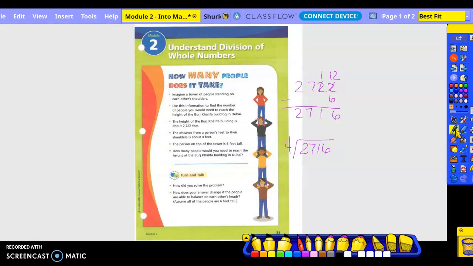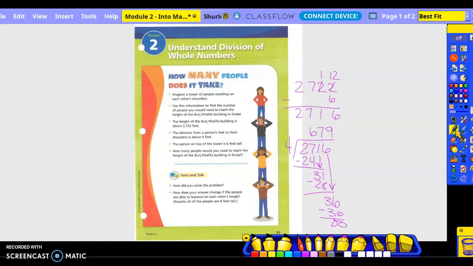So 4 goes into 2. No. 4 goes into 27. Minus 24. 3 left over. Bring down the 1. 4 into 31. Minus 28. 3 left over. Bring down the 6. So 4 into 36. 9 times, minus 36. Nothing left over. So our answer would be 679. Right?